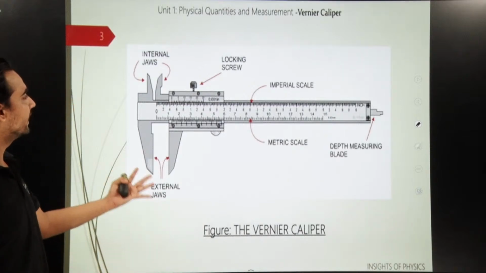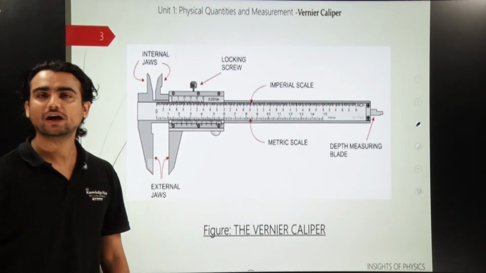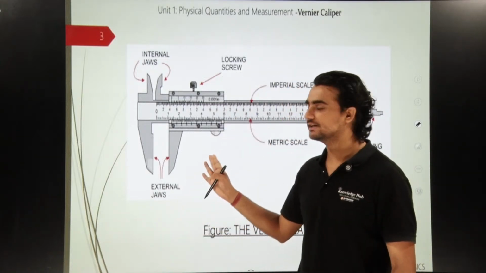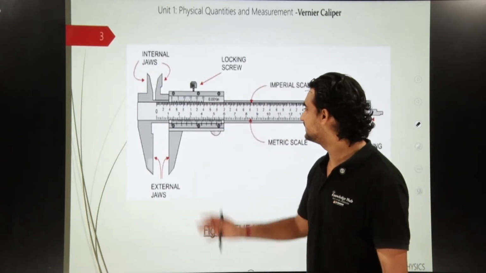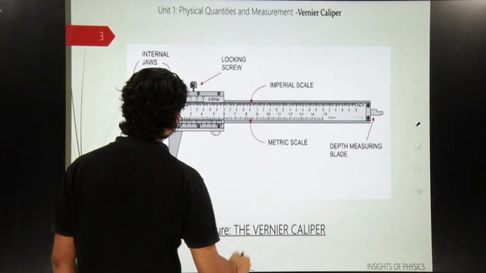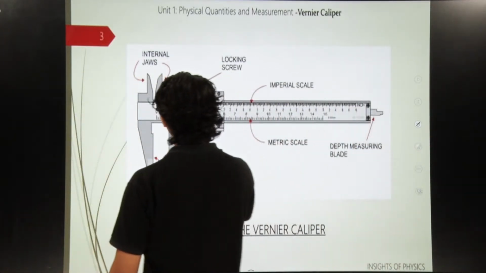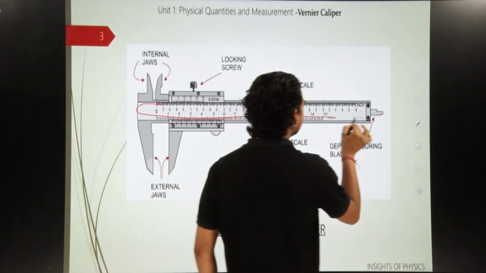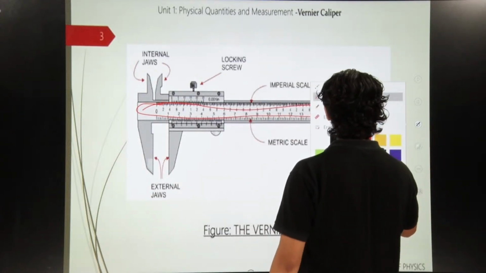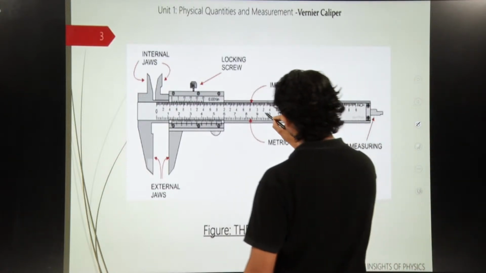Now let's first look at the figure, to see how a Vernier caliper actually looks. If you have done some experiments in your class 11th lab, you might have seen this type of instrument. So what is this? This is a typical representation of a Vernier caliper. What do you have here? Let's look here. If you look closely at the scale, this is the main scale. Let's write this down: this is my main scale.